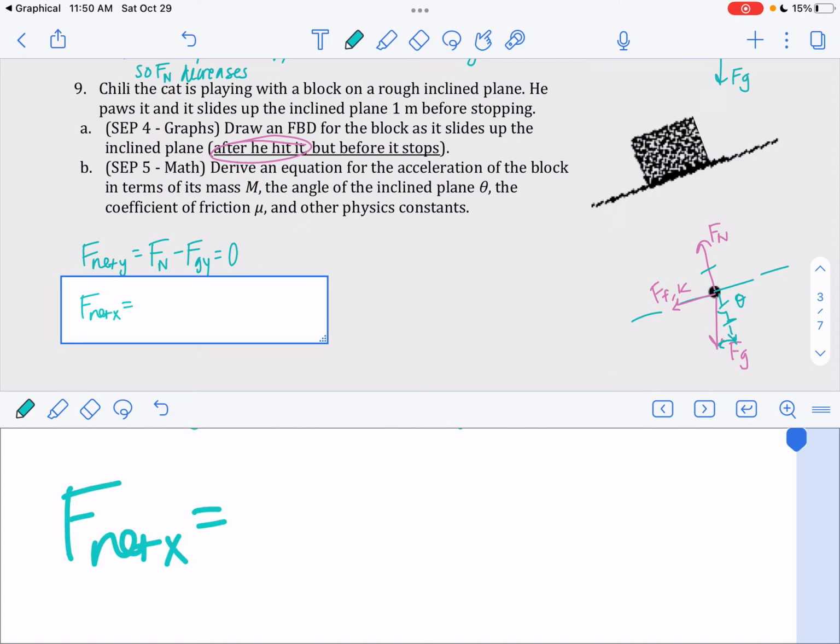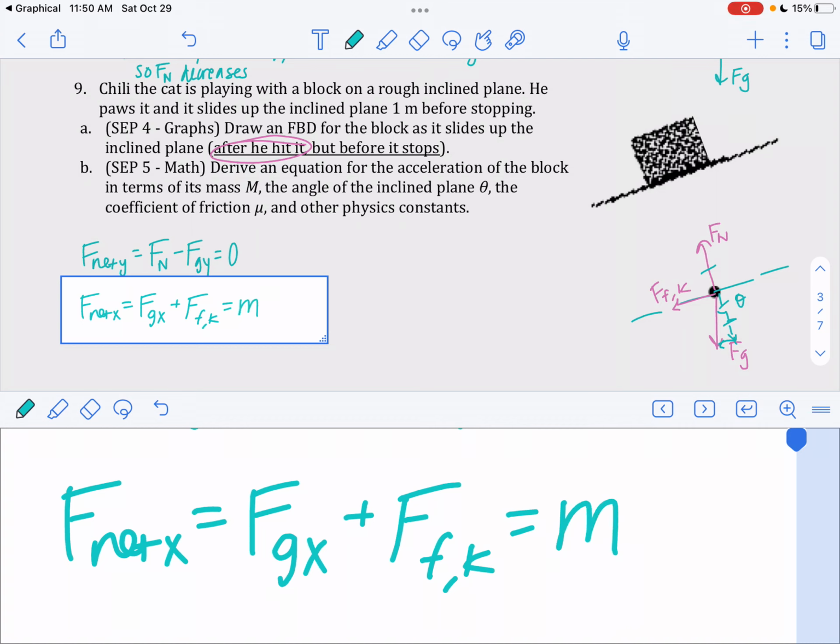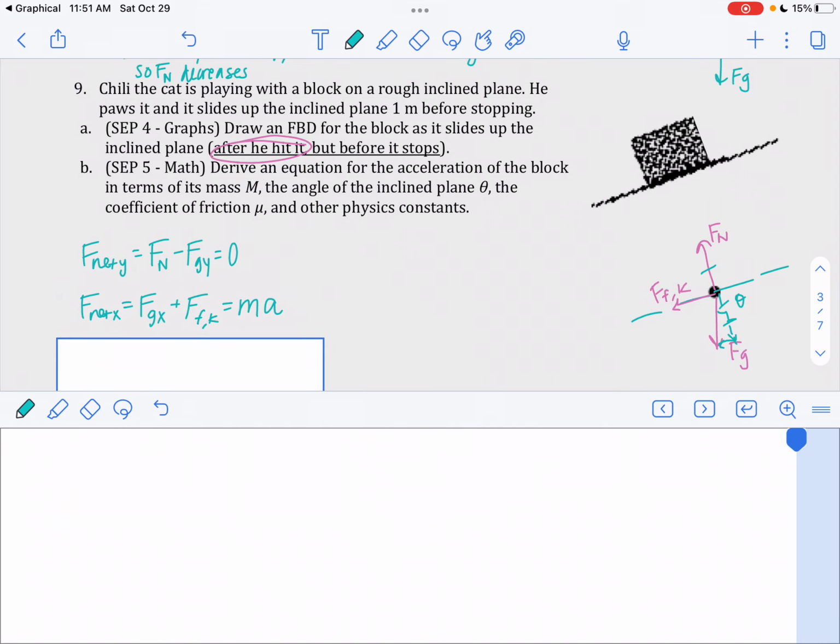And then FNet X is going to be FGX, which is down the ramp, and FF, which is also down the ramp. So the force of friction and FGX are pointing the same direction. There is no opposing force. There's nothing up the ramp. And so they're both going the same direction. And then this is going to be mass times acceleration.